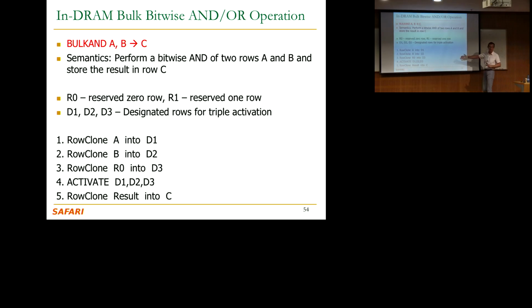Basically, because of charge sharing, whenever you do the computation, your result overwrites all of those rows. D1 and D2 are lost, but they're the same as D3. That's why you need to do the cloning. That's why you have to copy every time. All of these overheads will be accounted for when I describe the results. So you cannot get away without cloning. Because of the destructive nature of DRAM, whenever you do this analog computation, you destroy the source also.